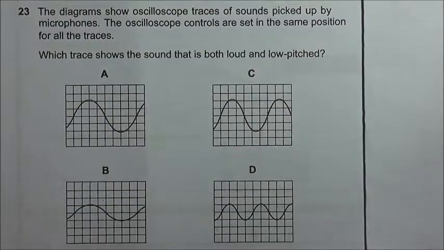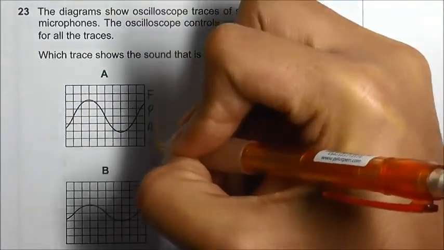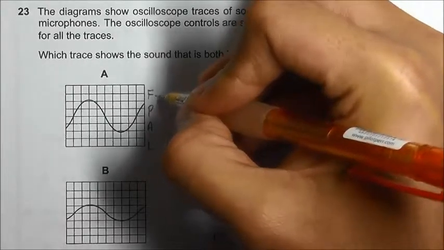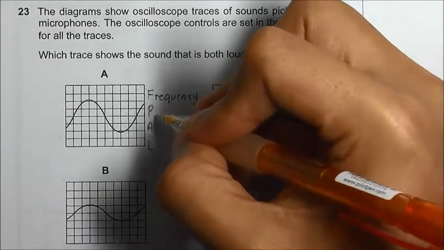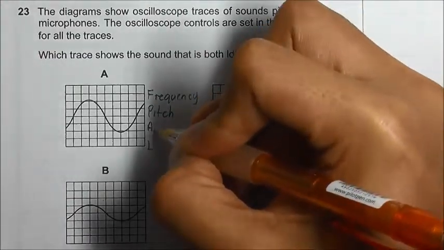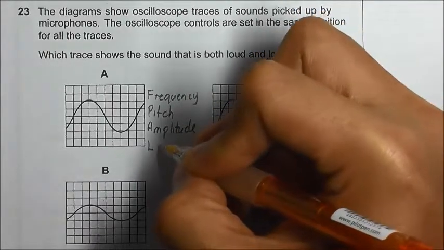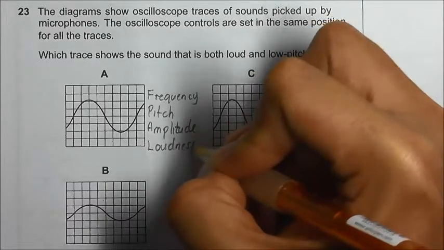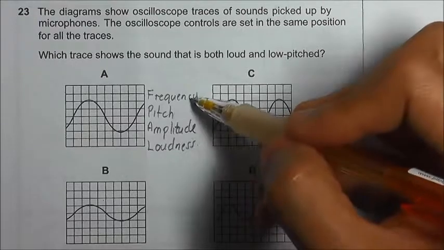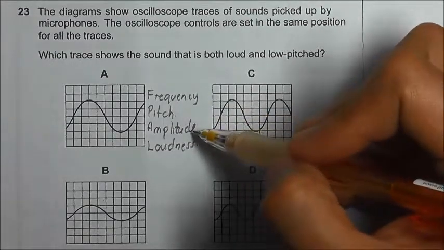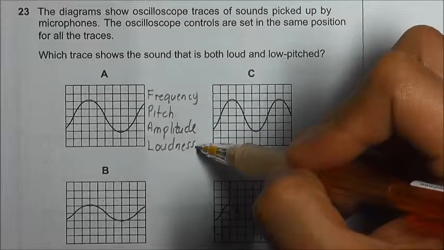To answer this question, we can use the mnemonic funny people are lame, where F stands for frequency, P stands for pitch, A for amplitude, and L for loudness. So basically this tells us that the frequency is related to the pitch. The higher the frequency, the higher the pitch. And amplitude is related to loudness. The higher the amplitude, the higher the loudness.